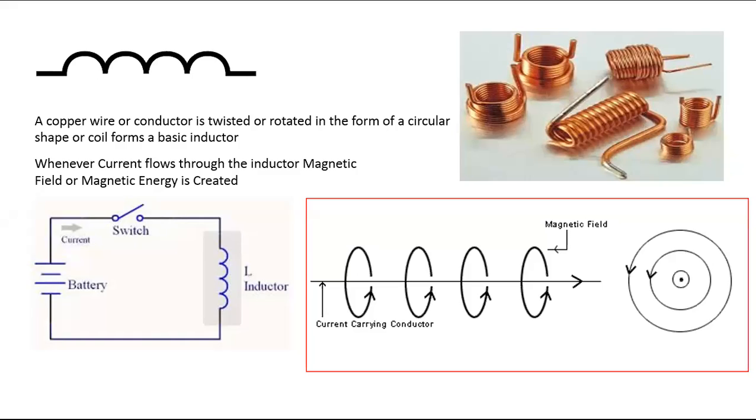Examples of conductors. We say water is also a conductor, but we cannot pass the current through water safely, as we do not have proper resistance. So what is the best conductor? Take the example of copper, next aluminium. Copper and aluminium are conductors. When we pass the current through the conductor, magnetic energy is created.